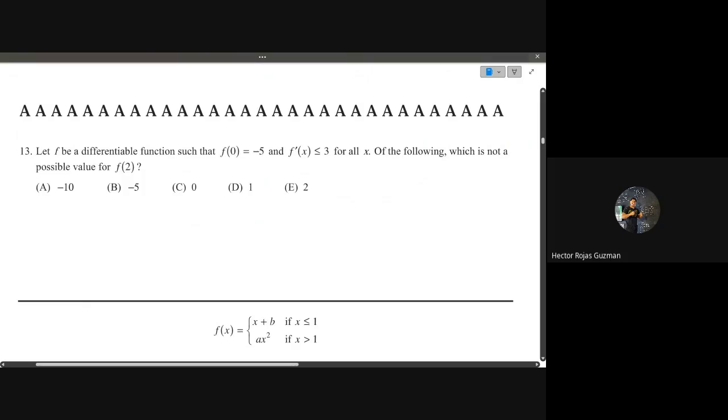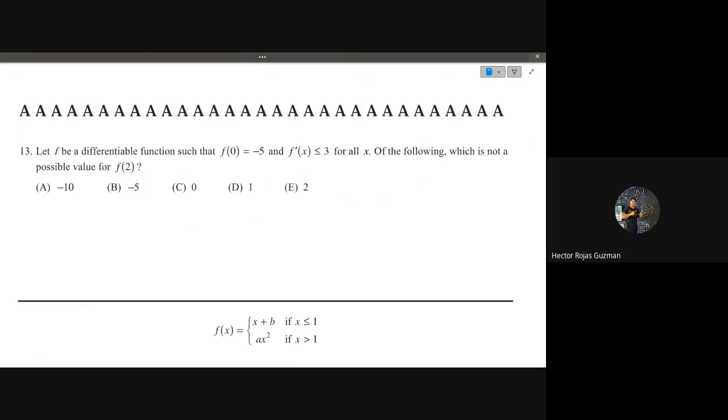Okay, which of the following is not a possible value for f of 2? F is a differentiable function such that the derivative is less than or equal to 3. Okay.